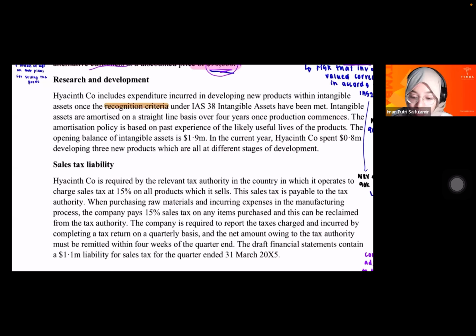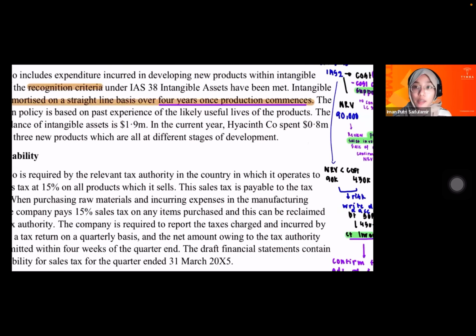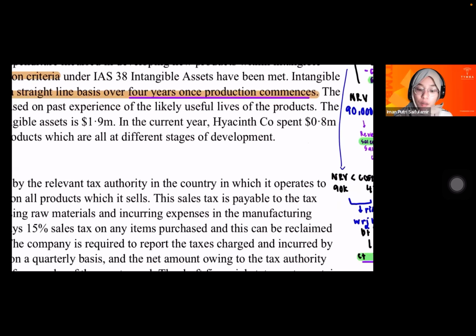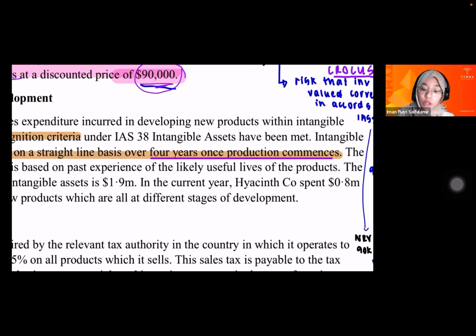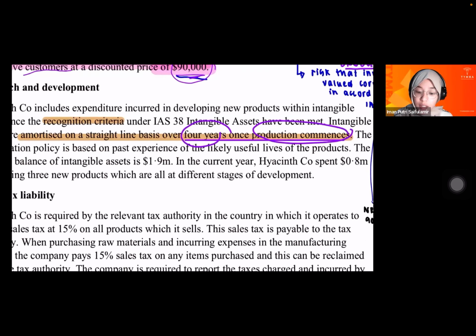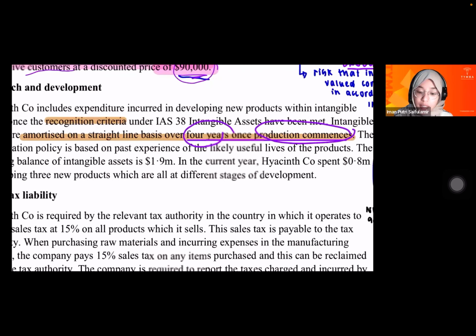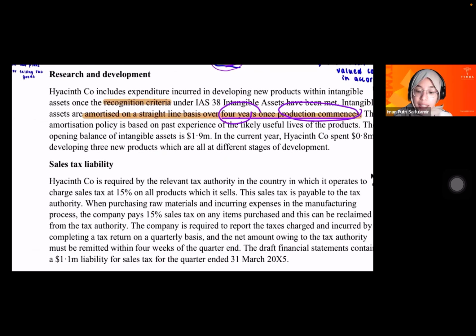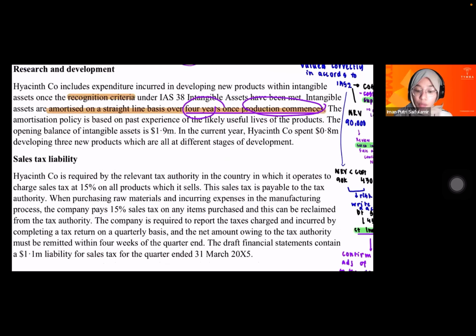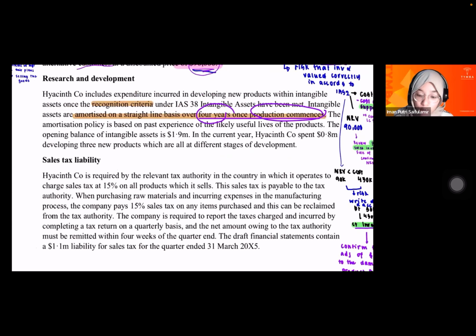I want to underline here, okay? The most important for the examiner to note that you guys are actually applying from the scenario is you using as much information that you can from the scenario. So right now, you have to make sure in your answer, you have talked about this 4 years and once production commences. This is basically the amortization policy, okay? The amortization policy is based on the past experience of the likely useful lives of the products, okay? And then we can talk about the useful lives of the product.